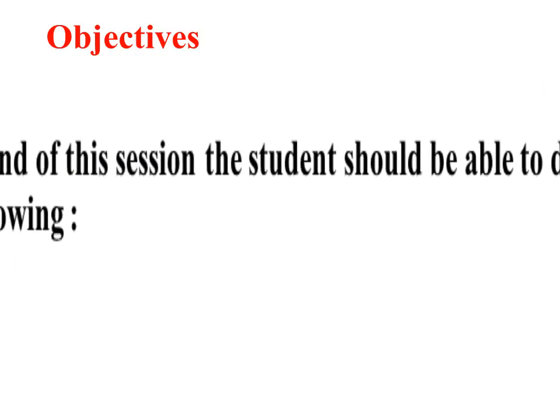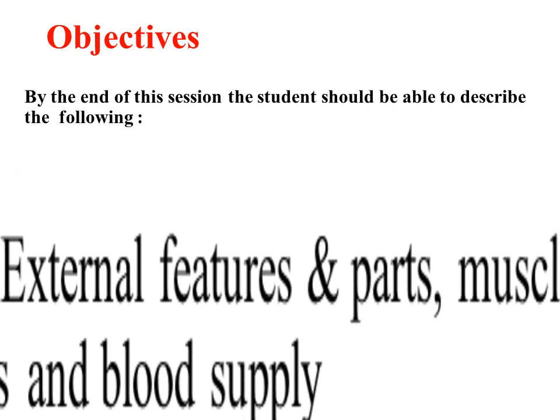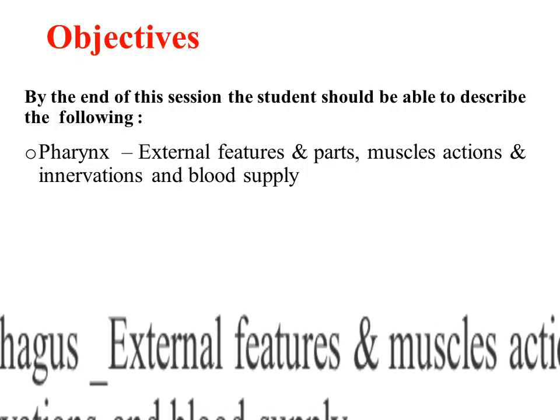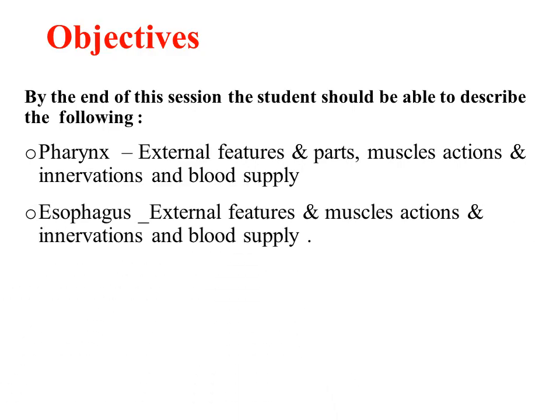By the end of this session, you will be able to describe the external features of the pharynx parts, muscle action, innervation and blood supply. And also you will be able to describe the esophagus external features, muscle action, innervation and blood supply. And at the end, we will be able to discuss some clinical correlations.